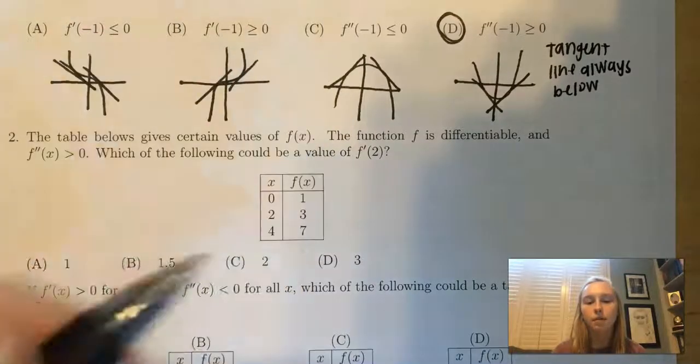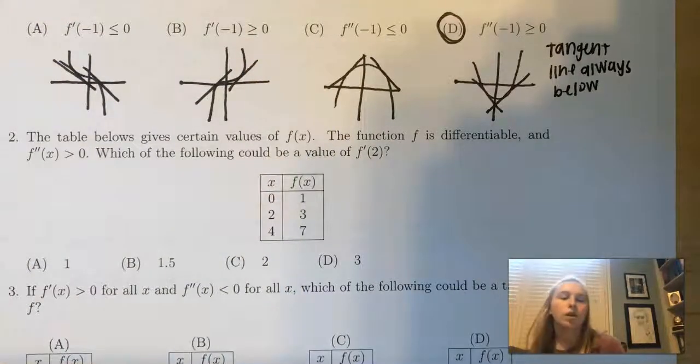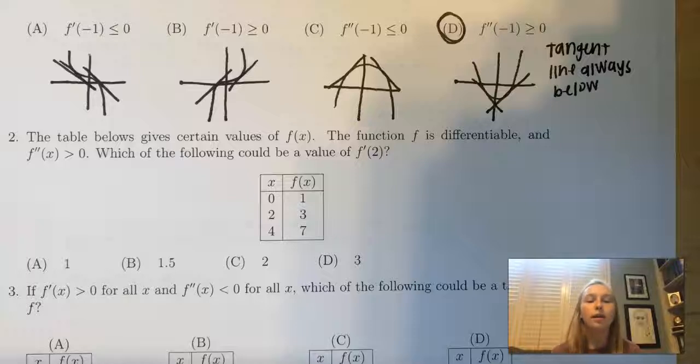So sorry, I'm going to go back to number 2. Starting with number 2, the table below gives certain values of f of x, of the function, and the function f is differentiable, and we know that f double prime of x is positive. So we need to figure out what could be a possible value of f prime of 2. And the best way we're going to do this is we are going to calculate rough f prime values.